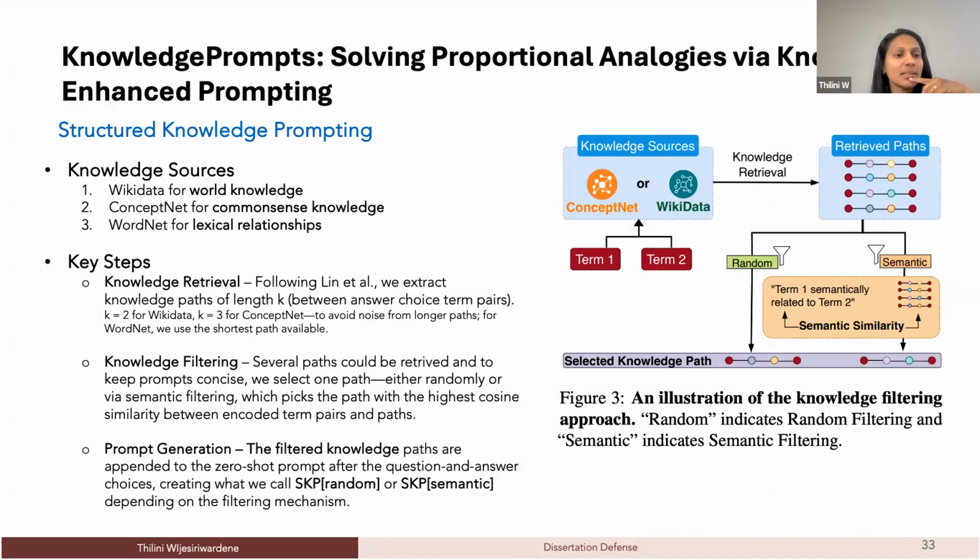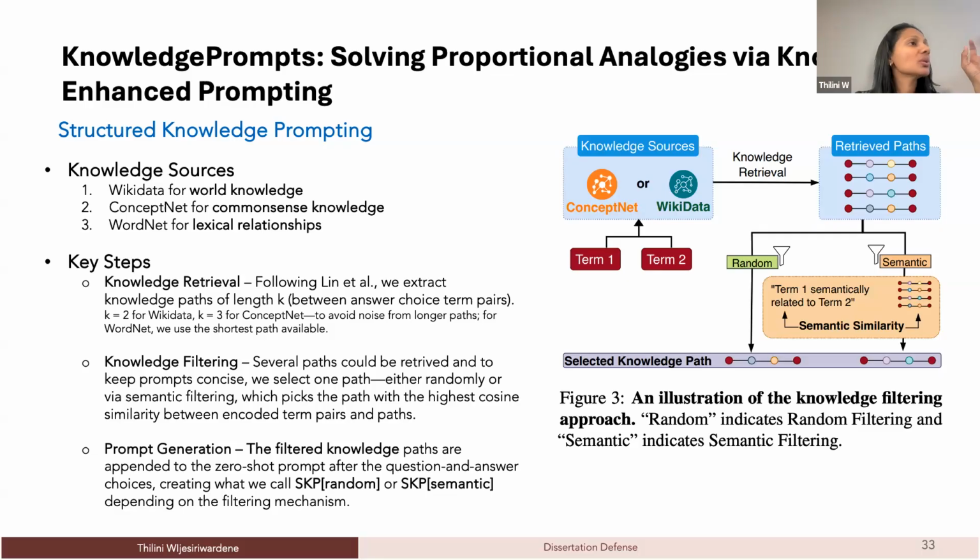Yes. So this is the interesting part, how we incorporate structured knowledge in that prompt. Initially there was no knowledge, or there were just examples. So how would we incorporate structured knowledge in this case? When I say structured knowledge, we looked at 3 sources: Wikidata for world knowledge, ConceptNet for common sense knowledge, and WordNet for lexical relationships. So there are very straightforward 3 steps.